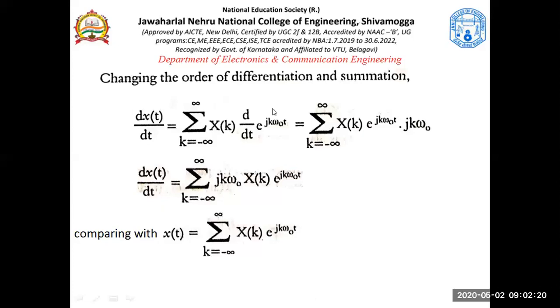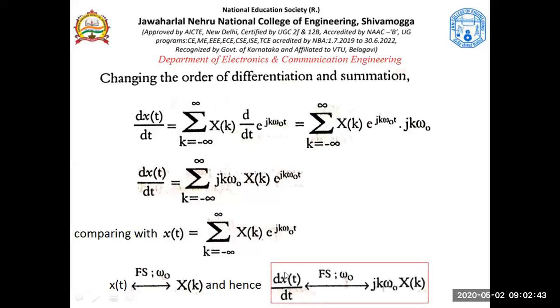If we can say that, we can also say jk omega naught X of k are the coefficients of the differentiation of x of t with respect to t. So that's why we can say this. Since x of t has coefficients X of k, hence dx of t by dt will have coefficients jk omega naught X of k in the frequency domain. Understand? This is what is called the differentiation in time domain property, which is there with the Fourier series.